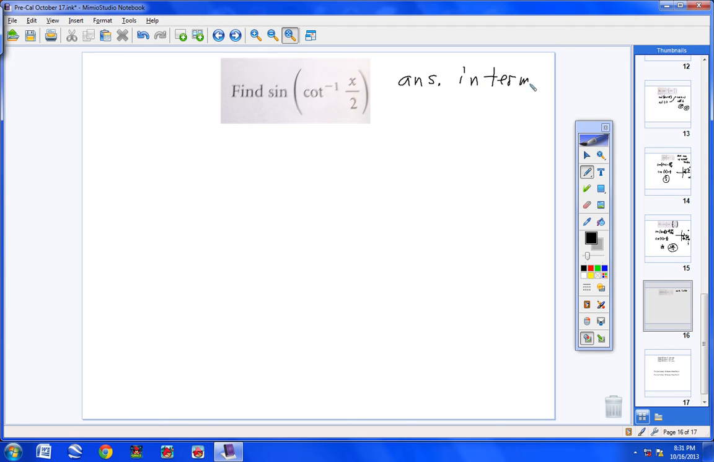Write this down, please, in terms of x. Write your answer in terms of x. Now, what that means is you're not going to get out an exact answer with numbers. You will have an x in your answer. This will be fun.